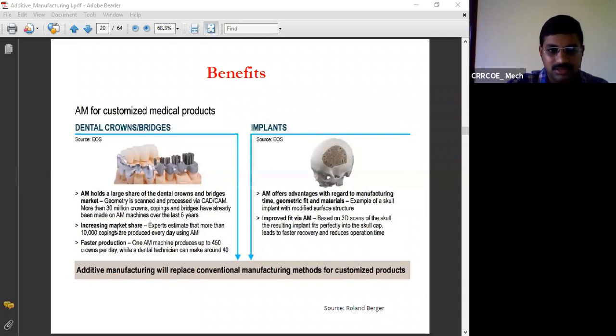So copings, I think coping is the thin layer which is formed on the teeth, produced every day. I mean 10,000 copings. So these are all terms related to dental treatment.